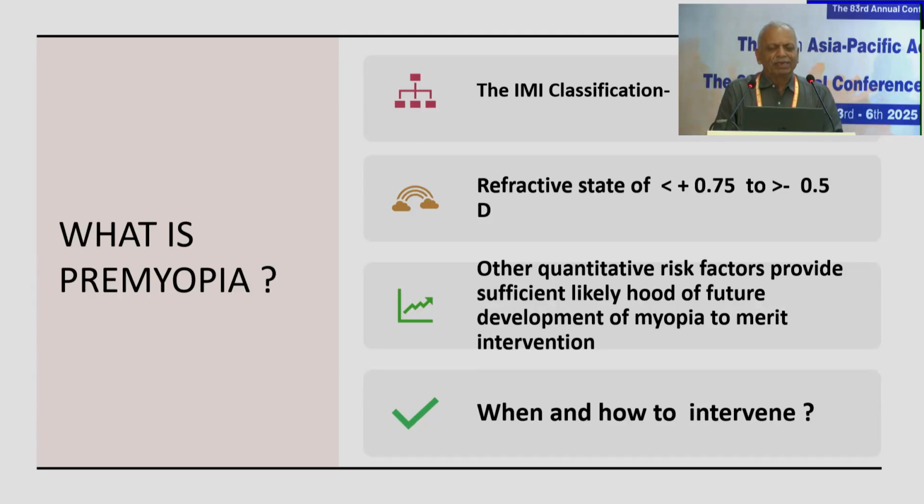So what is pre-myopia? A refractive error of plus 0.75 to minus 0.5 diopter is taken as pre-myopia, meaning that they are prone to getting into myopia. This population needs to be looked after very carefully, as some of these may go on to myopia. If there are other quantifiable risk factors that provide sufficient likelihood for future development of myopia, they merit intervention. So not all of these will require intervention. First we need to identify, and then we need to see which ones need to be interfered with. So it is important to decide what to treat, how to treat and when to treat.